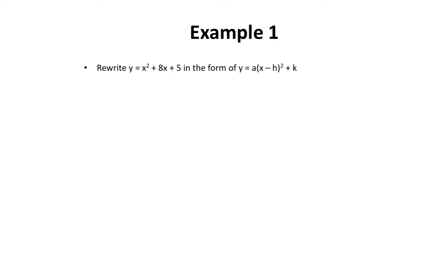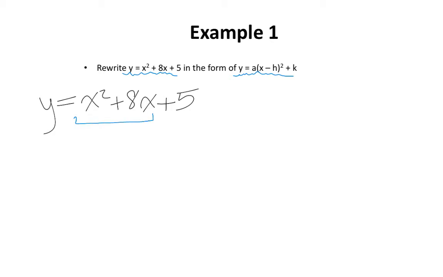In our first example, we want to convert our quadratic relation, which is in standard form, into vertex form. Let's begin by rewriting the question. We're going to take a close look at the terms that contain x. You want to do group factoring. You need to ask yourself, is there anything that I can factor out of x squared and positive 8x?